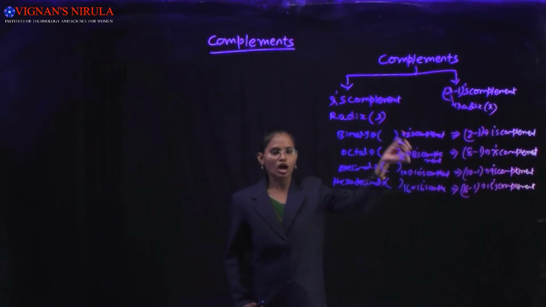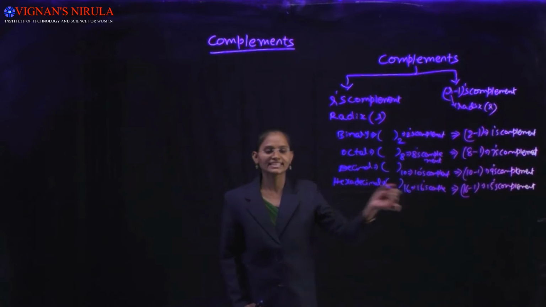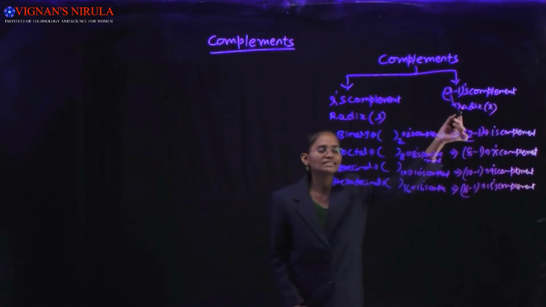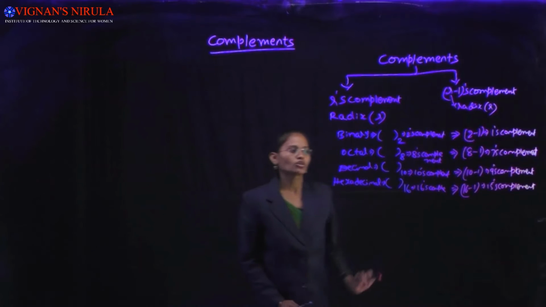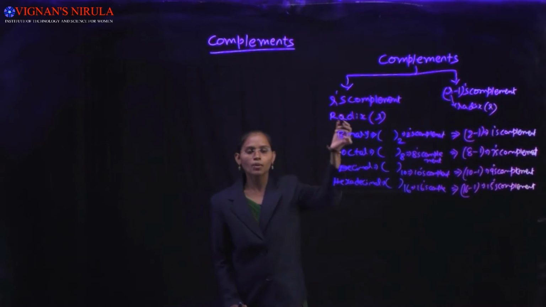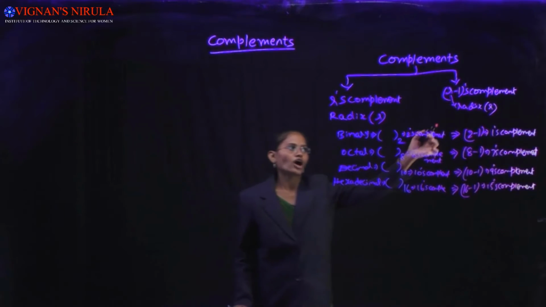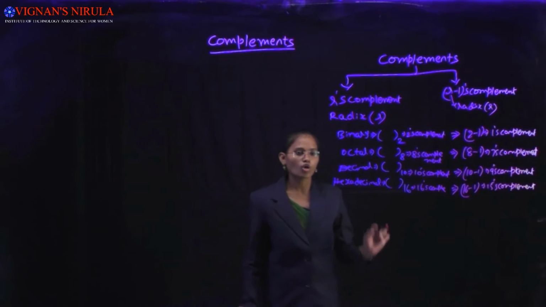First, the R's complements are 2's complement, 8's complement, 10's complement and 16's complement. And next, R minus 1's complements are 1's complement, 7's complement, 9's complement and 15's complement. Okay, R's complements are even complements and R minus 1's complements are odd complements.